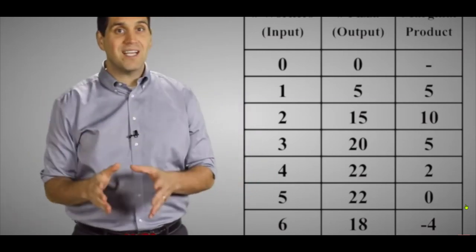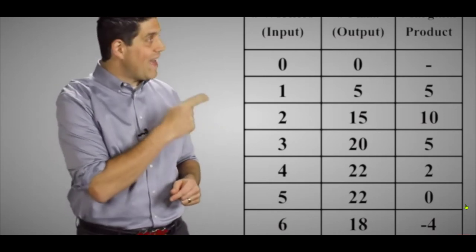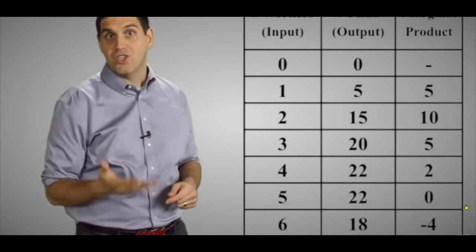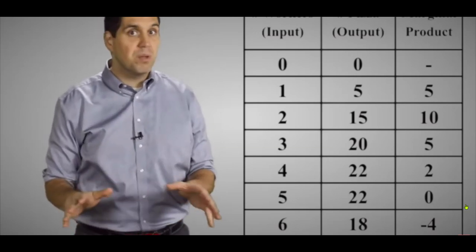Now, it's not the sixth worker. It's the third worker. Notice the marginal product has been falling ever since the third worker. That's diminishing returns. It's not when it actually goes negative. That's negative returns, a completely different concept.